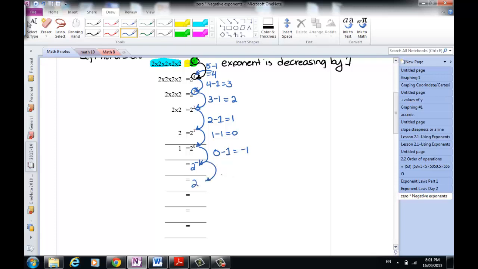I'm going to keep going. The exponent there was negative 1. I'm going to take away 1, I get negative 2. Going from negative 2, I subtract 1, I get negative 3. You can obviously see the pattern: it's just decreasing by 1 the further we go down. It does keep going, of course, and the last one that we'll look at, negative 4 minus 1 is equal to negative 5. So on our right-hand side, the exponent is just decreasing by 1 each time.